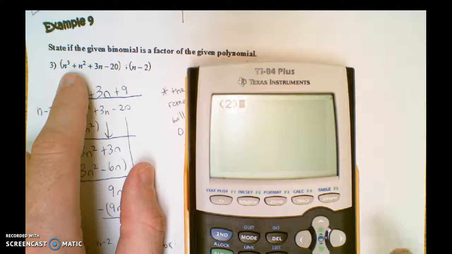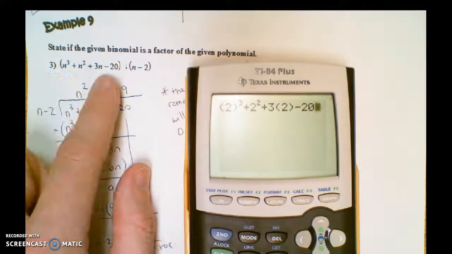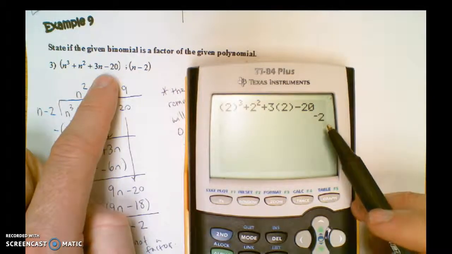So 2 to the third plus 2 squared plus 3 times 2 minus 20. So I just plugged in 2 for the n's. If I get a number other than 0, it is not a factor.